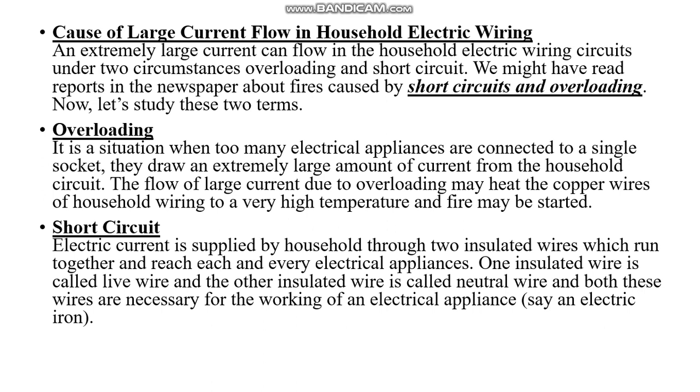Short circuit: an electric current is supplied to a household through two insulated wires which run together to each and every electrical appliance. One insulated wire is called the live wire and the other insulated wire is called the neutral wire. Both these wires are necessary for the working of an electrical appliance, for example, an electric iron. A short circuit occurs when they touch. So the cause of large current flow in households is overloading and short circuit.